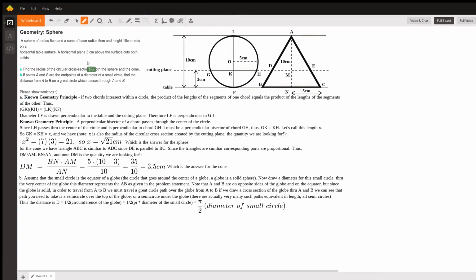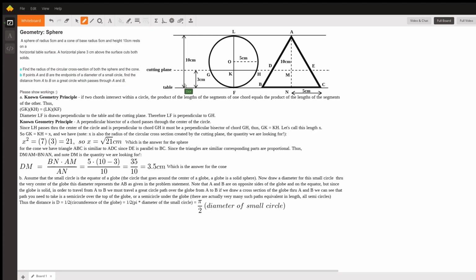We have the problem. A sphere of radius 5 centimeters and a cone of base radius 5 centimeters and height 10 centimeters rests on a horizontal table surface. A horizontal plane 3 centimeters above the surface cuts both solids.